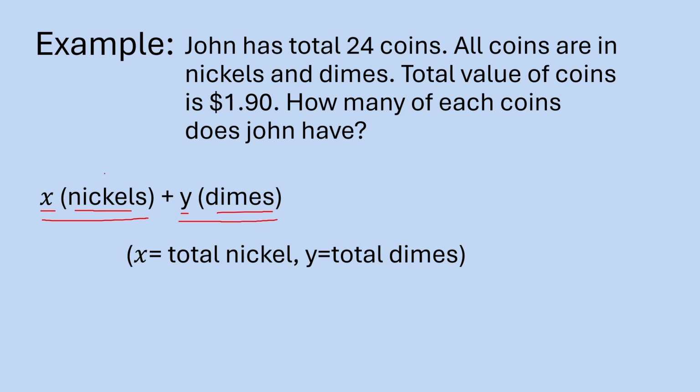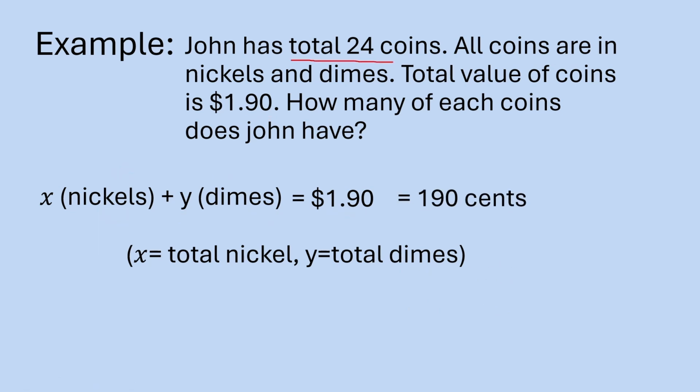So the sum of the total value of nickels and the total value of dimes is equal to $1.90. But here nickels and dimes are in cents, so we will convert $1.90 into cents. Total is 190 cents. So this is our equation, but we have a total of 24 coins.